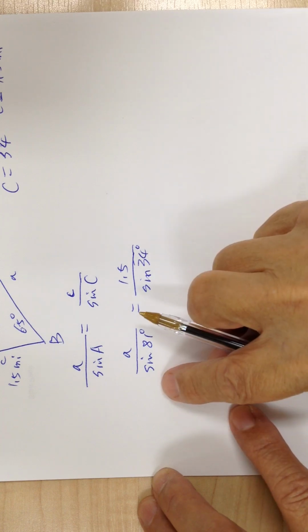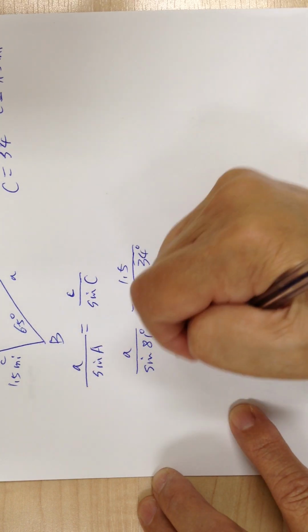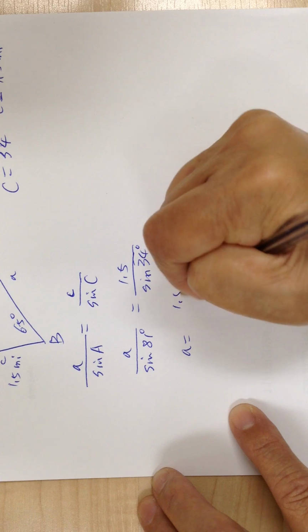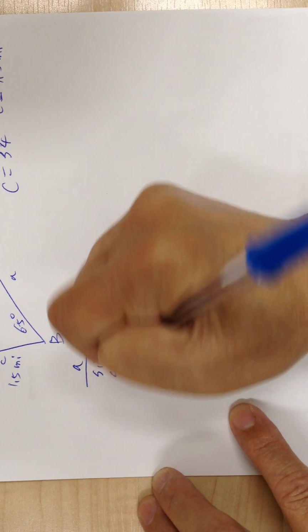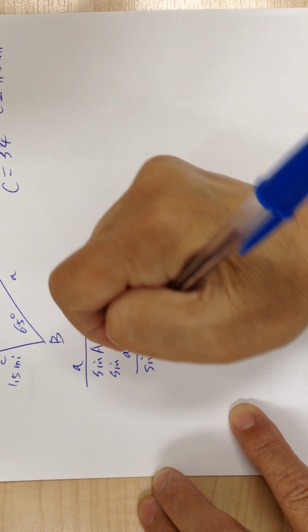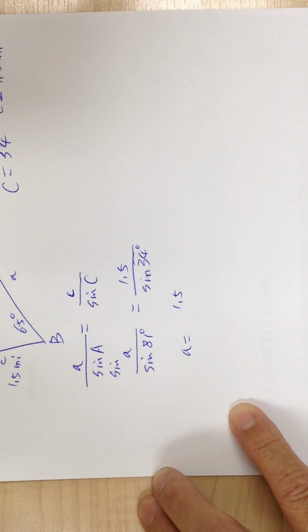Okay, now you can go and move this over. So you got a equal to 1.5. So basically what you do is you're solving for a, so you have to get rid of that. So multiply by, okay, let's do this.